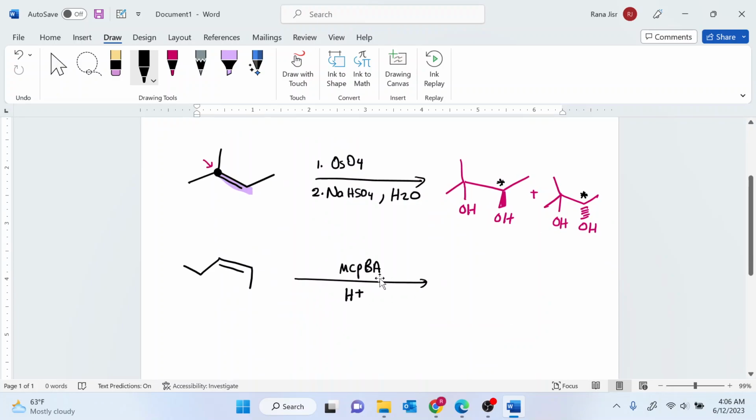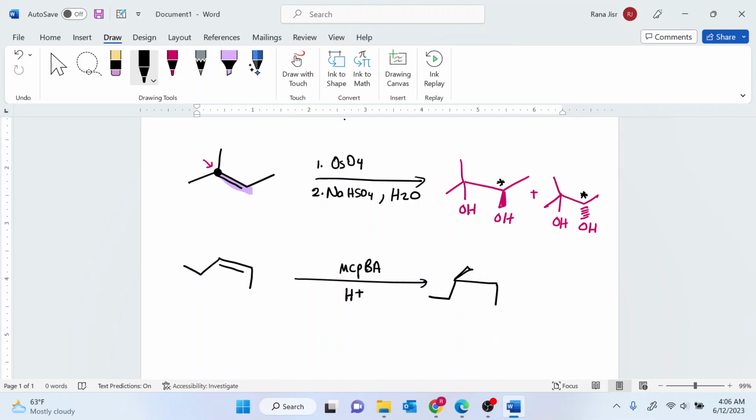Now for MCPBA, we are introducing an oxygen to make an epoxide. And I have this example here just to let you know that you are going to keep the same stereochemistry of the substituents on the alkene. So if the alkene substituents are cis, then the stereochemistry is going to remain the same, and they have to be on the same side.